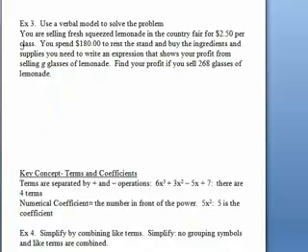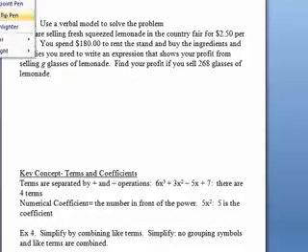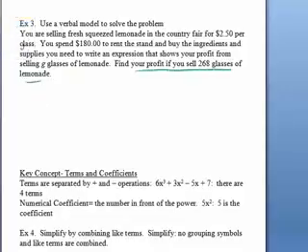Okay, Real Rams, we're on 1.2, example 3. You're selling some lemonade at the county fair for $2.50 per glass. You spend $180 to rent the stand and buy the ingredients and supplies you need. Write an expression that shows your profit from selling G glasses of lemonade. Find your profit if you sell 268 glasses of lemonade.